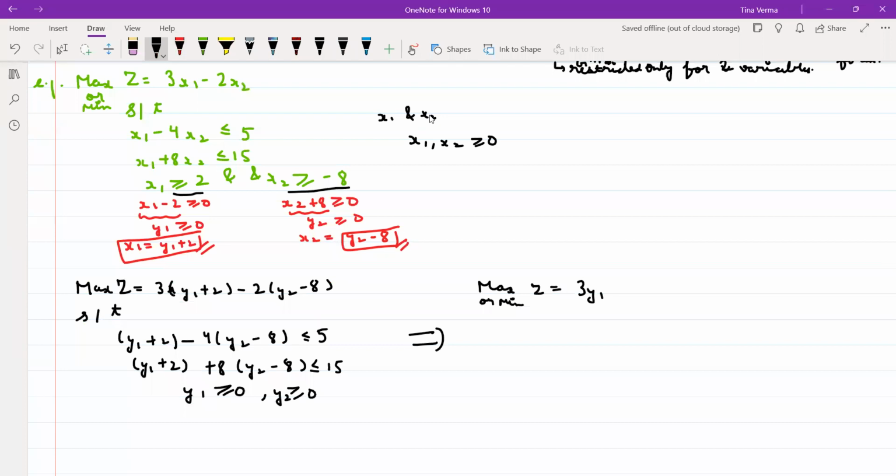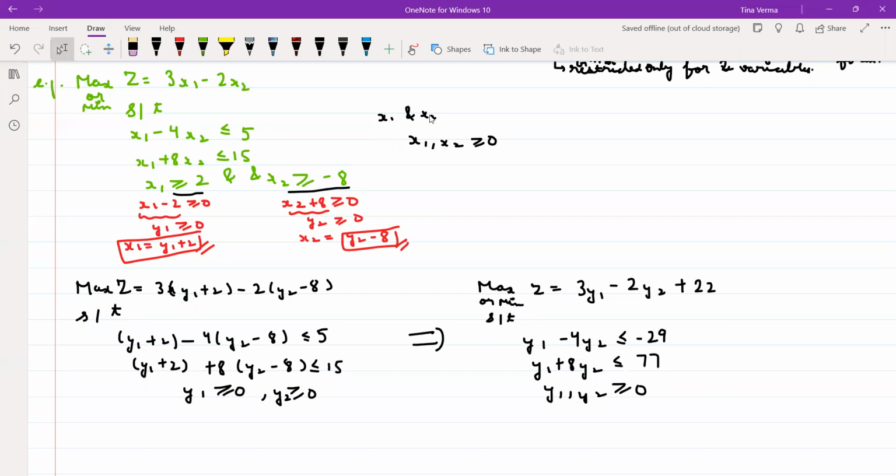Z is equal to 3y1 minus 2y2, and here the constants are 3 into 2 minus 2 into minus 8, so that will be plus. It will give you the answer 3y1 minus 2y2 plus 22, right? Now, for the subject to constraints, when you solve it, it gives y1 minus 4y2 less than or equal to minus 29 and y1 plus 8y2 less than or equal to 77, and y1 and y2 are greater than or equal to 0.